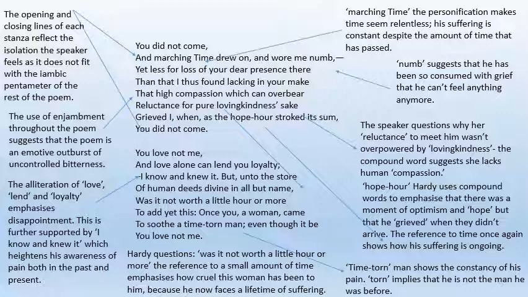The use of enjambment throughout the poem suggests that the poem is an emotive outburst of uncontrolled bitterness. Alliteration, when you have letters at the beginning of each word, consecutively the same letters. Love, lend and loyalty emphasises disappointment. This is further supported by I know and knew it, which heightens his awareness of both pain in the past and present. So draw those lines to the quotes. Link those annotations to the poem, and you'll be good to go when we get back.